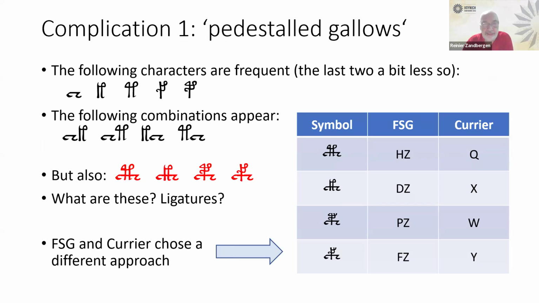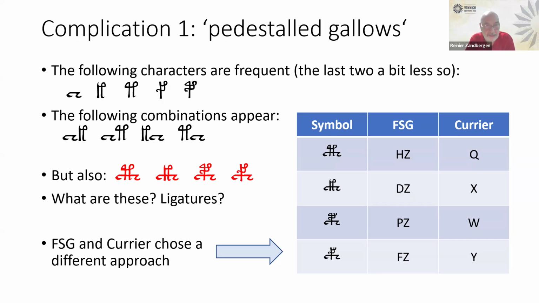Now, transliterating this text is complicated. There are several complications because of the character set. The first one is related to characters that have been called pedestaled gallows. If we look at the first bullet, we see 5 characters that appear frequently in the text. And then we see combinations of these characters, how they can follow each other. But then we also see that these can be superimposed onto each other. The characters in red are examples of that.